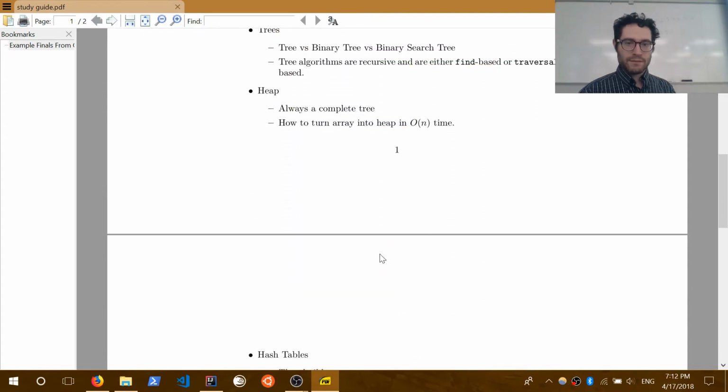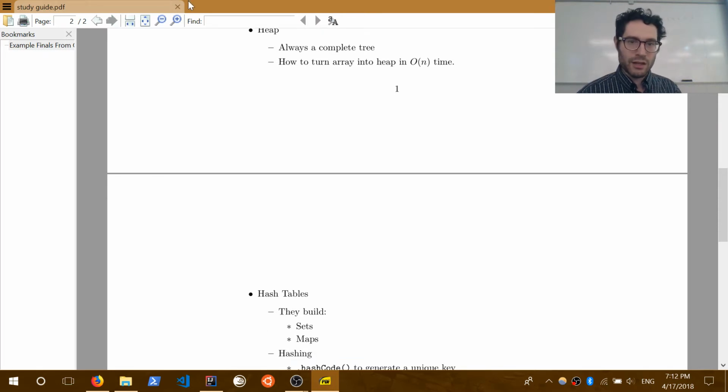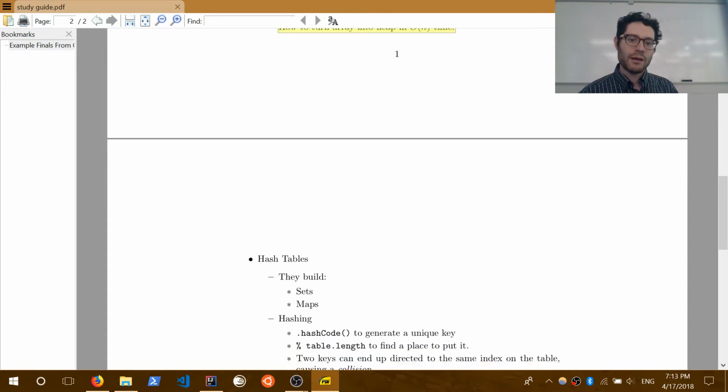And then heap. Remember that heaps are always turned into complete trees. Know how to turn an array into a heap in O of n time. I don't know if I went over that with the evening class, but I don't think that's going to be on the evening's exam. Hash tables.